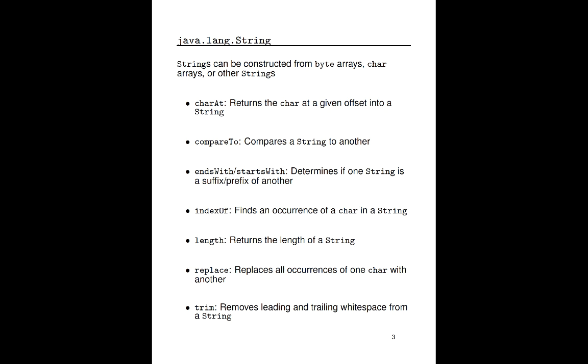As we'll see on the next slide, strings are immutable. Once you create a string, you can't change it. But what you can do is call a method like replace or trim, which will return another instance of string that either has occurrences of one character replaced with another, or returns a version of that string with the leading and trailing white space removed.